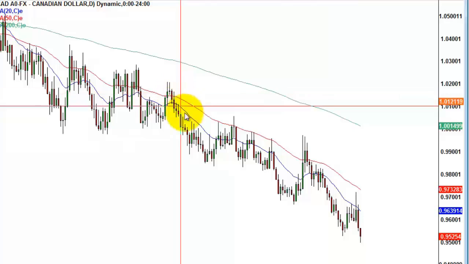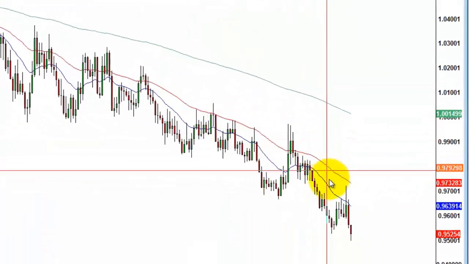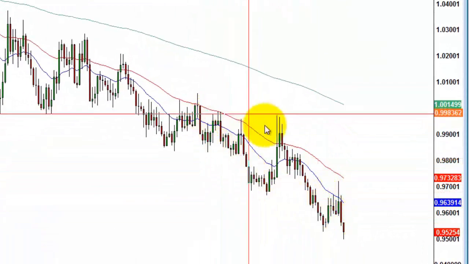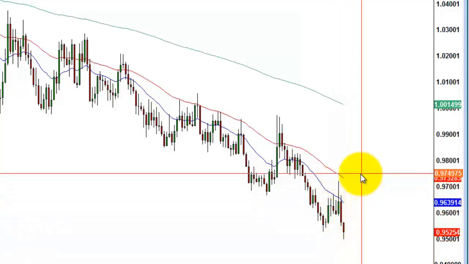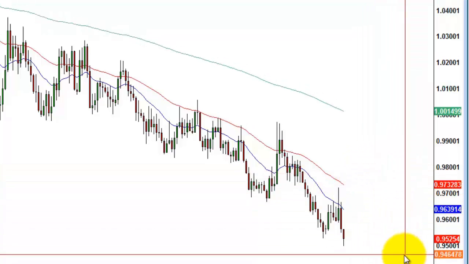So for example, we could see that it doesn't respect the 20 moving average, however, it does seem to like the 50 a little bit more. So what we could reasonably expect is cyclicity to come back to the 50 moving average, make a lower high before it makes a lower low again.